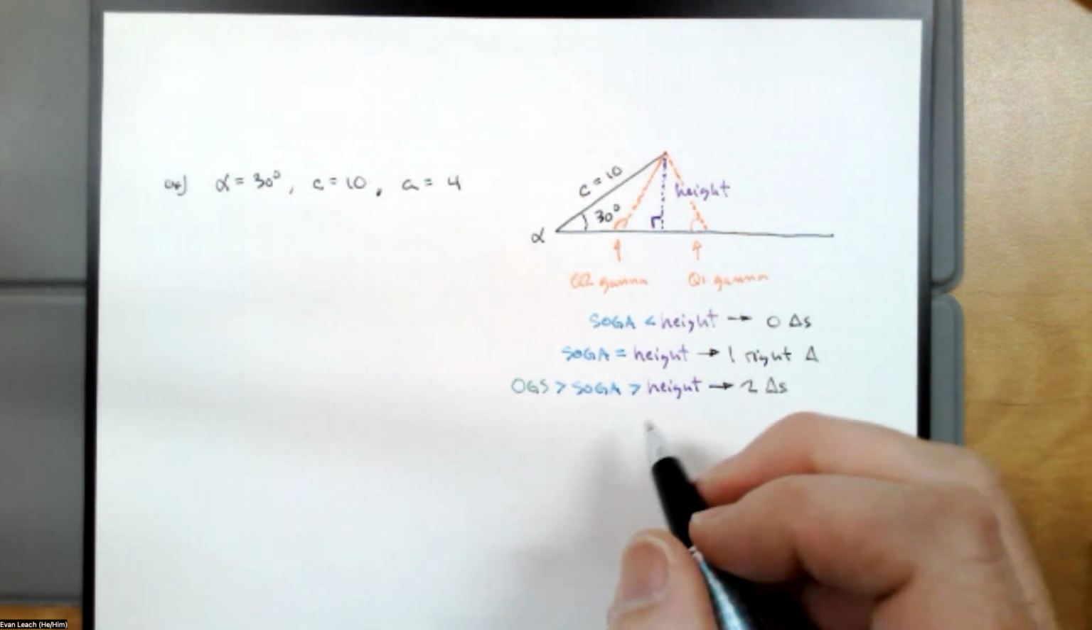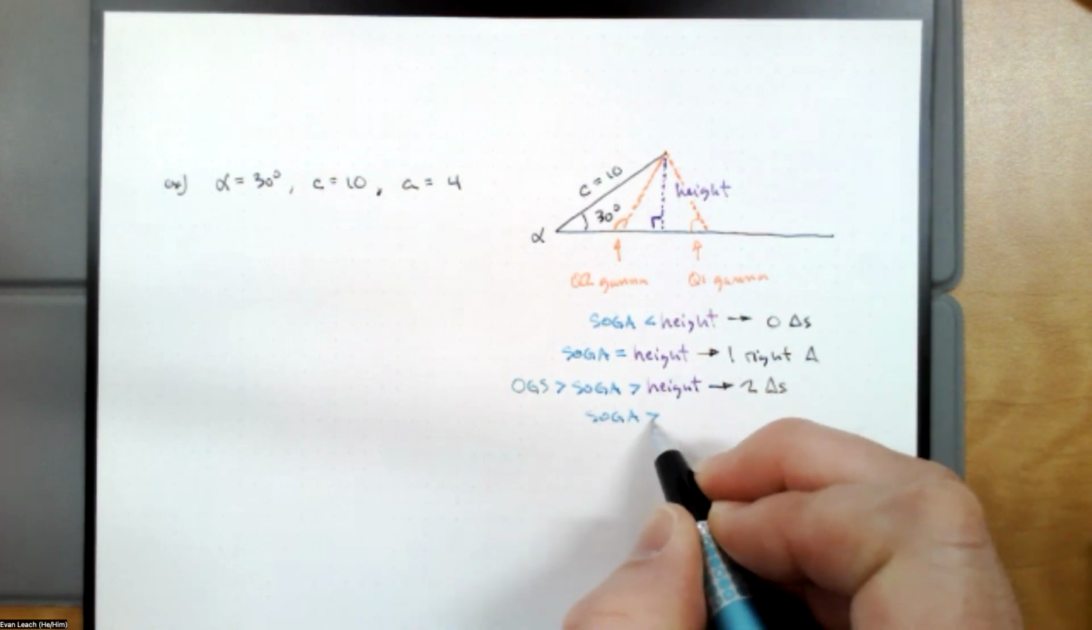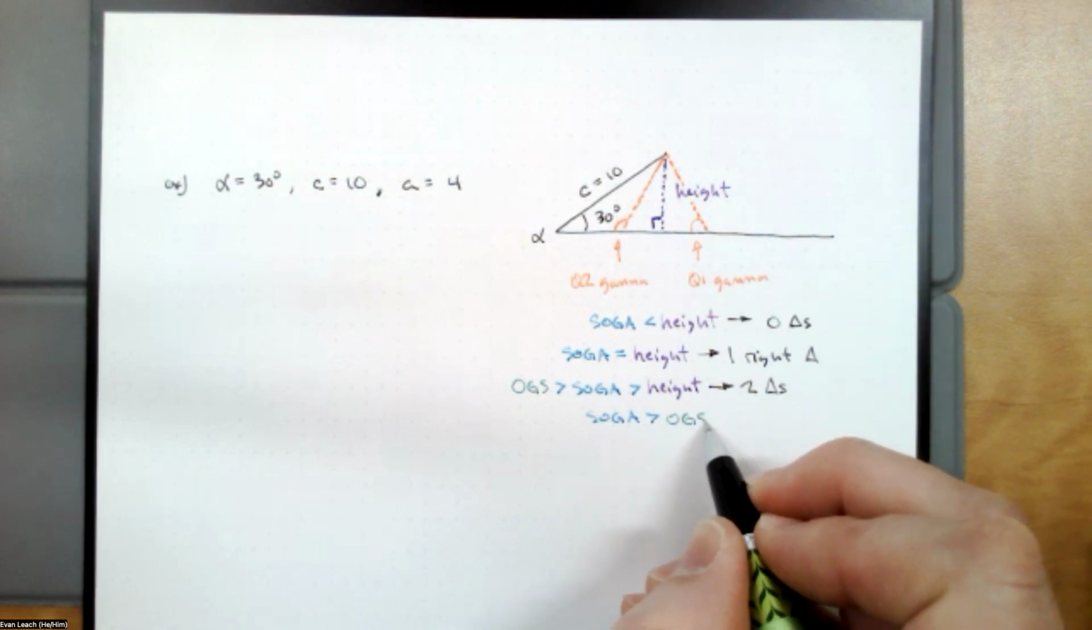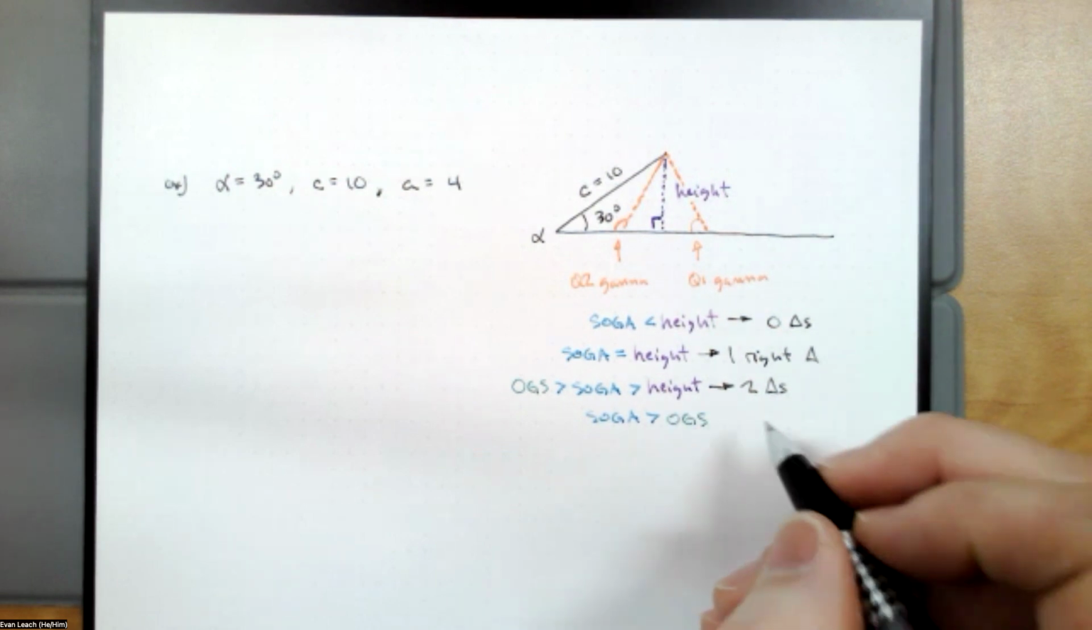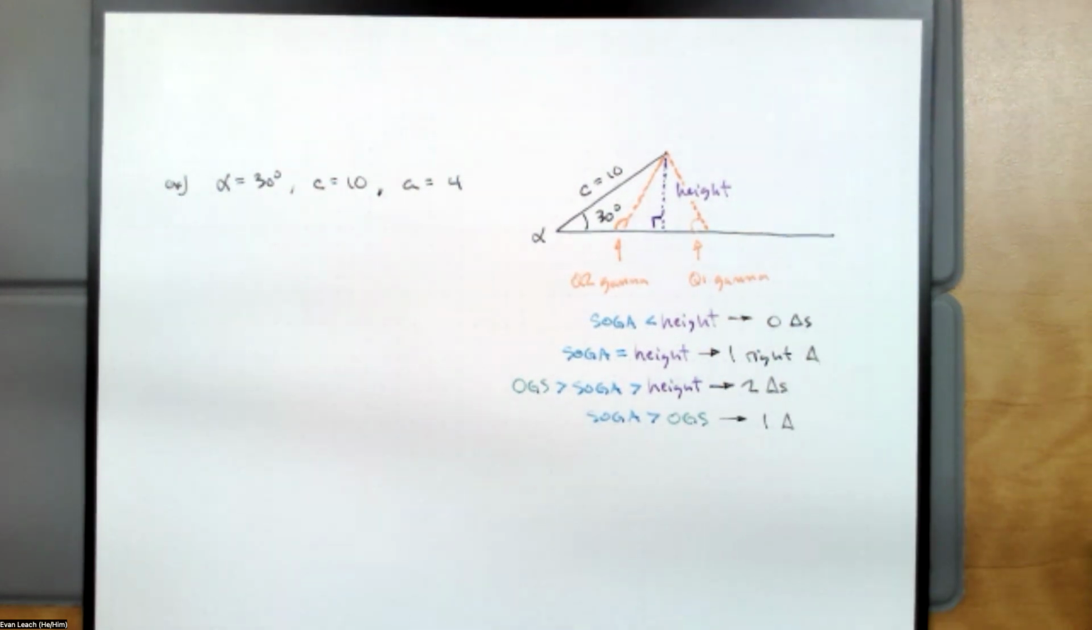And finally, if the side opposite the given angle is greater than the other given side, we're back down to one triangle. That's why one shows up twice: 0, 1, 2, or 1 triangle.